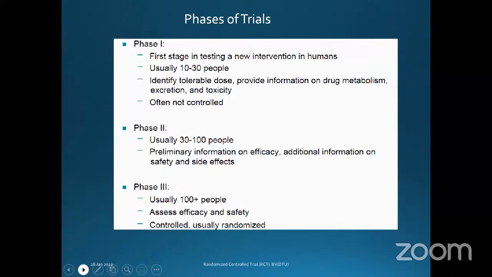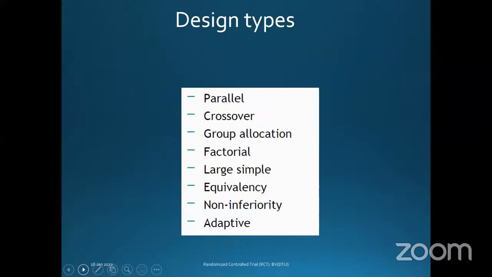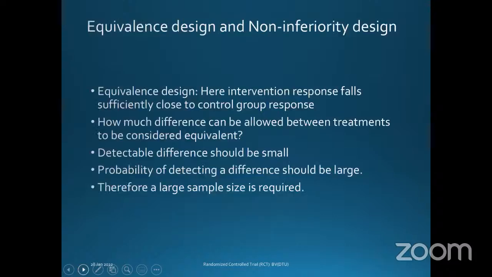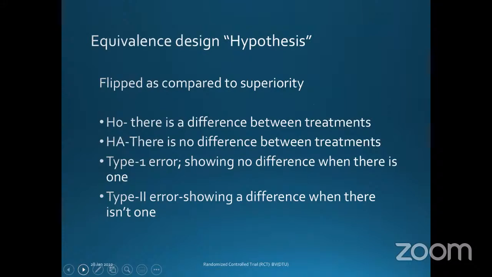So, in parallel, there are various types: parallel, crossover, group allocation, factorial, large sample, equivalency, non-inferiority, adaptive. So various trial designs are there, which we are not going to go into the details of. Equivalence design means here the intervention response falls sufficiently close to the control group response. How much difference can be allowed between the treatments to be considered equivalent? Detectable difference should be small. Probability of detecting a difference should be large. Therefore, a large sample size is required here. Sometimes it may be infinity.